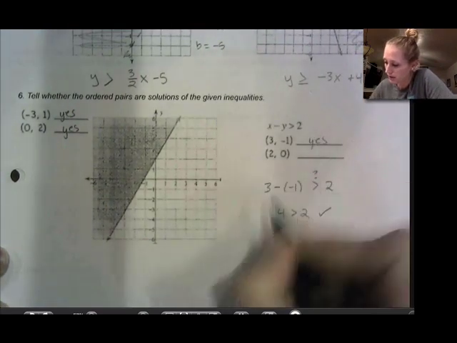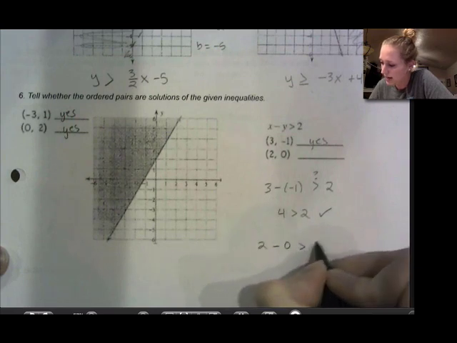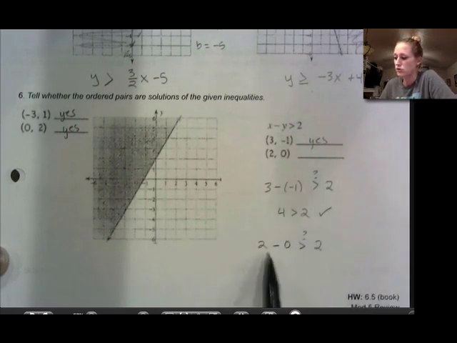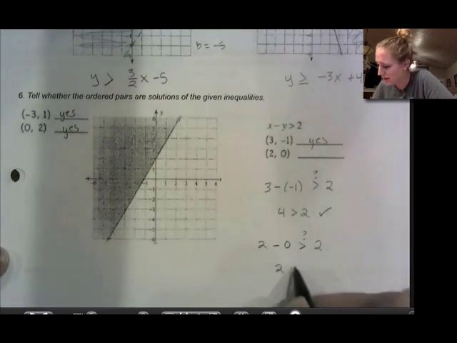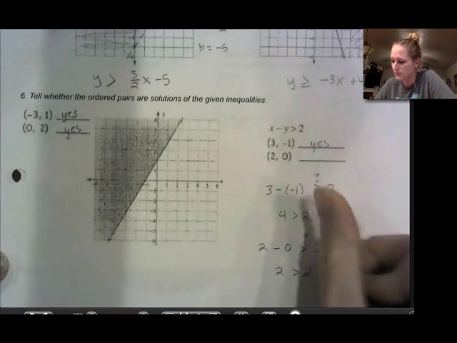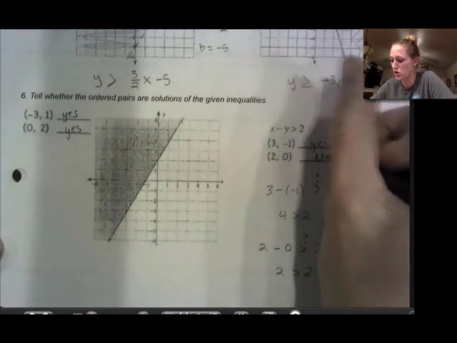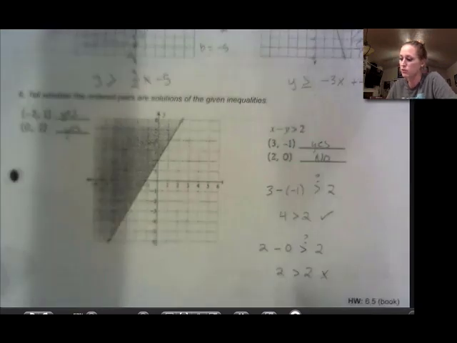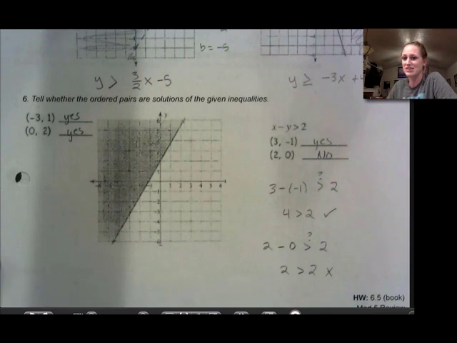2, 0. So plug in 2 for x minus 0 for y. Is that greater than 2? So 2 minus 0 is 2, but 2 is not greater than 2. This is 2 is equal to 2, it's not greater than 2, so this would be no. Okay, this would be a situation where I'm exactly on a dotted line, and it is not a solution in that case.